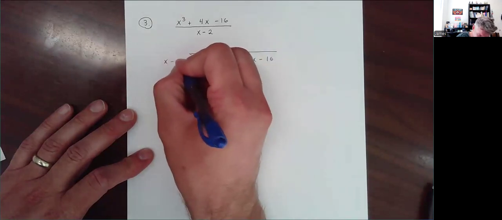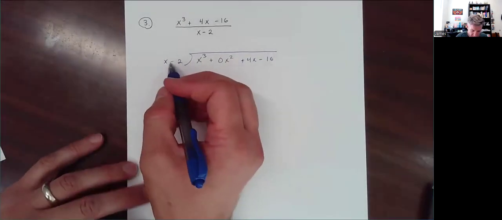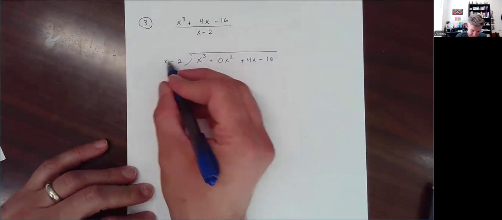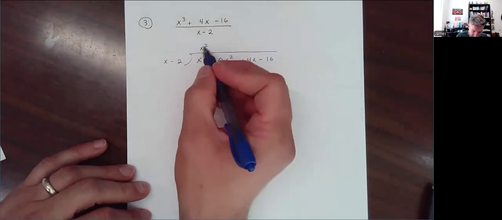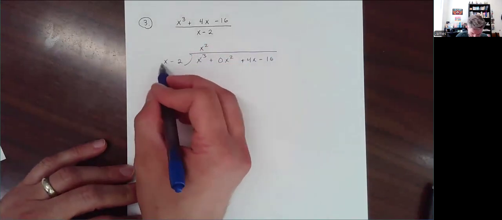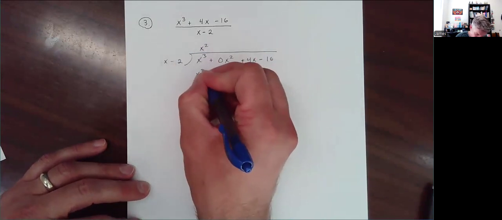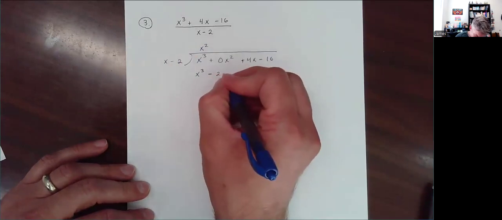x minus 2. And then the way we approach this typically is to ask ourselves, for the highest power here, which is x to the first, what can we multiply by x to the first to get x cubed? Well, the answer is x squared. But then we multiply that x squared by the entire x minus 2 here, not just the first part. X squared times x, of course, should be x cubed. That's why we picked x squared. X squared times negative 2 is negative 2x squared.